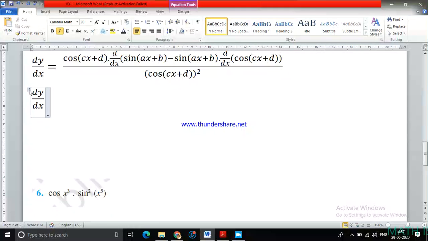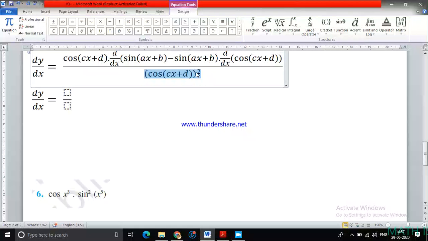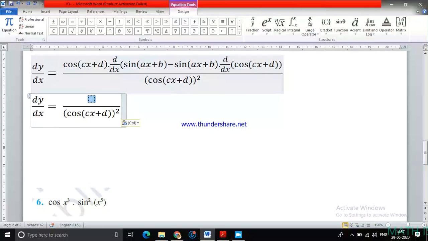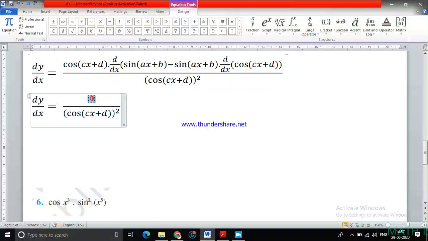So let me bring it up. dy by dx will be as it is, which is equal to, now what comes here, let me insert the fraction. Your denominator term (cos cx + d) whole square will remain as is because there is no operation in the denominator. Look at the numerator. In the numerator, this cos cx + d will remain as it is, cos cx + d into, let me put the bracket here, close the bracket.